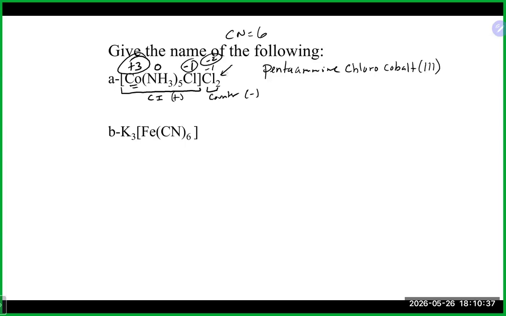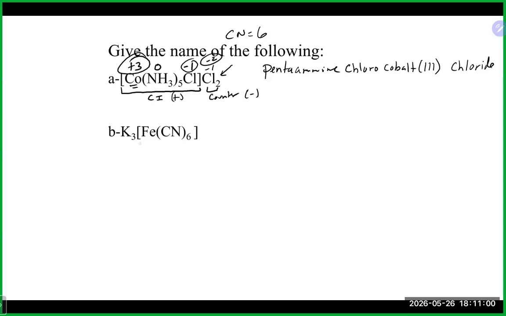And now on the outside, again, regardless of how many of those counter ions you got, you're just going to use the proper name for it. And that proper name with it coming second would be chloride in this case. So pentaamminechlorocobalt(III) chloride. Any questions on that name there?